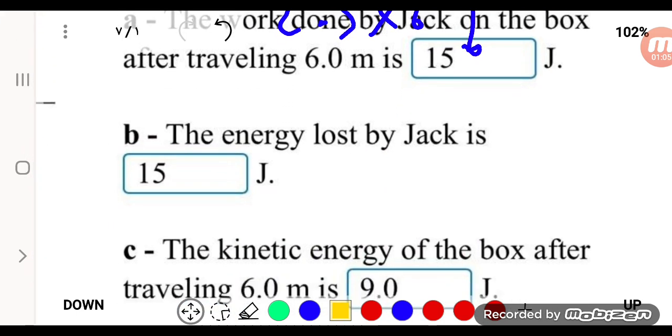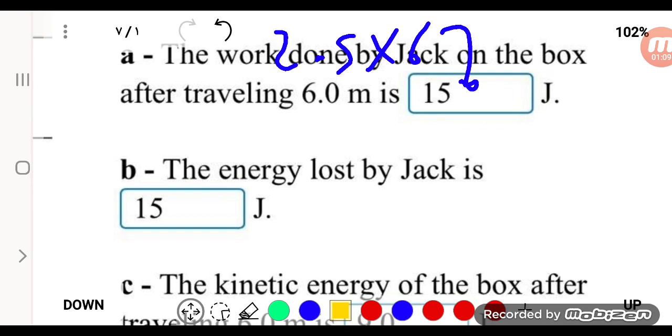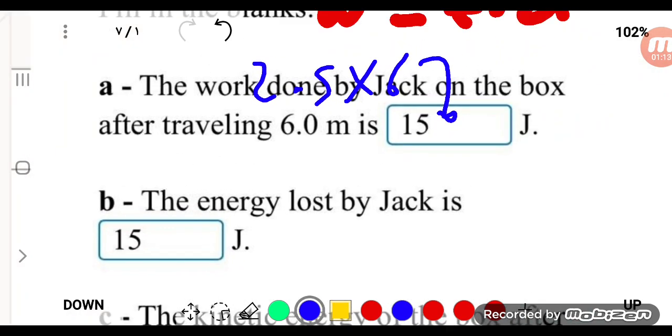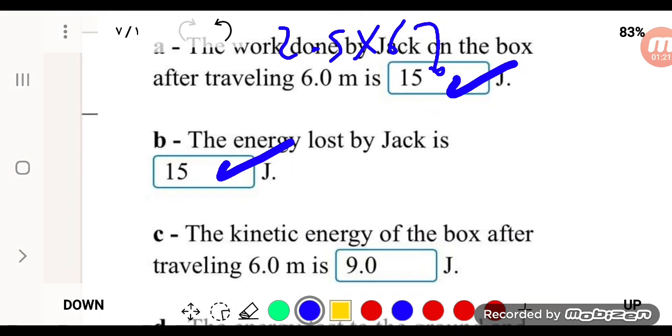Next question, what is the energy lost by Jack? In fact, the work done by Jack is 15, so the energy is the same. Energy lost by Jack is equal to work done by Jack, so same thing, 15.